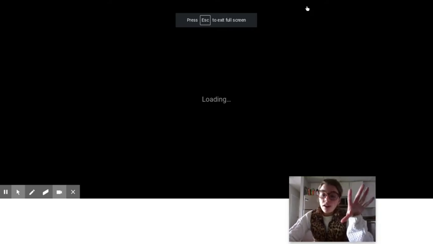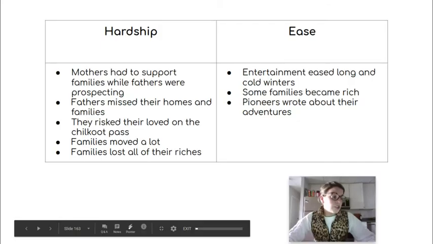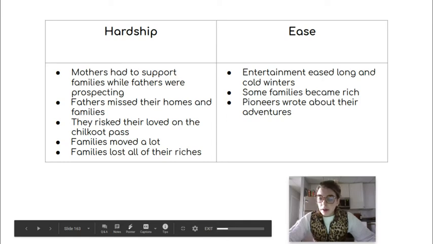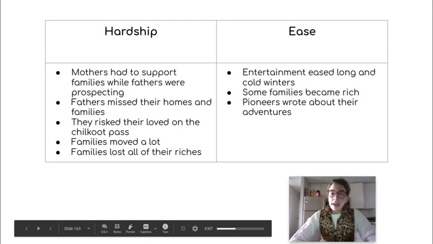So to ease all of these hardships, to make them a little bit better, the family entertained each other, and entertainment eased the long, cold winters for each other and for the other people in the community. Some families did become rich from the gold, but a lot of them didn't. And pioneers wrote about their adventures so that we were able to read about them.